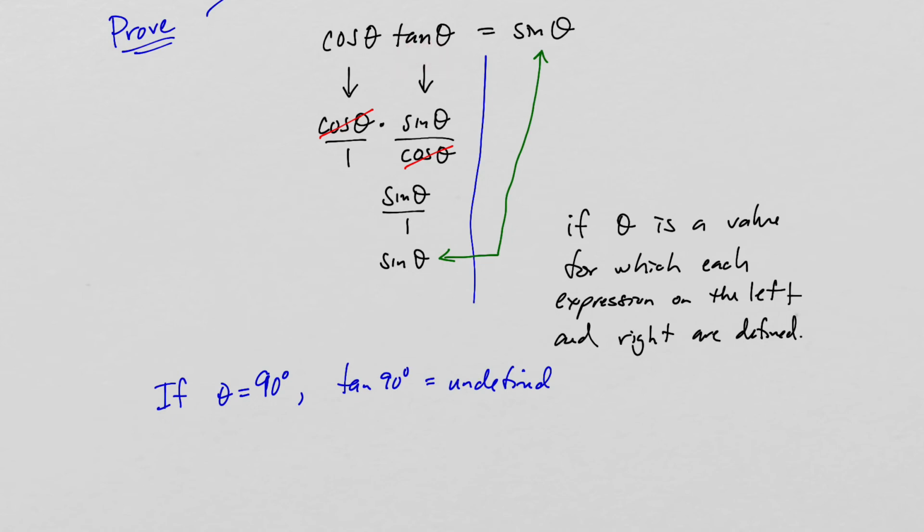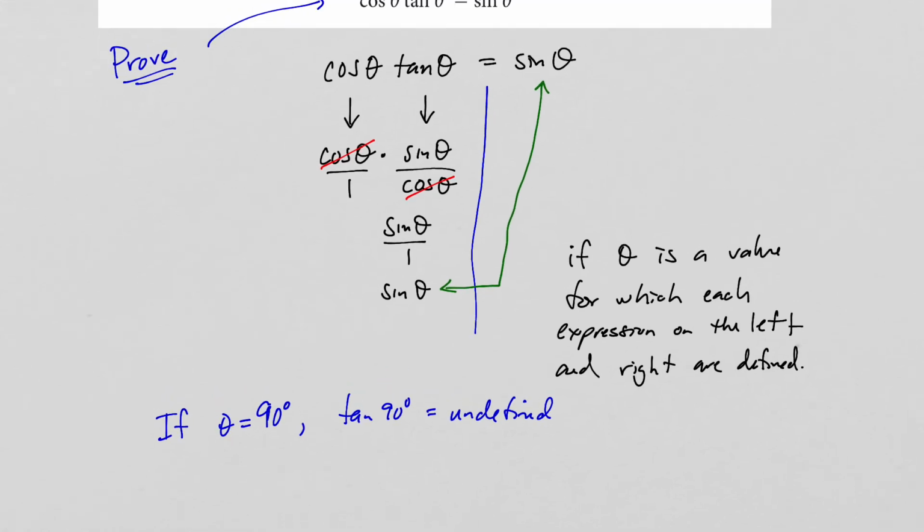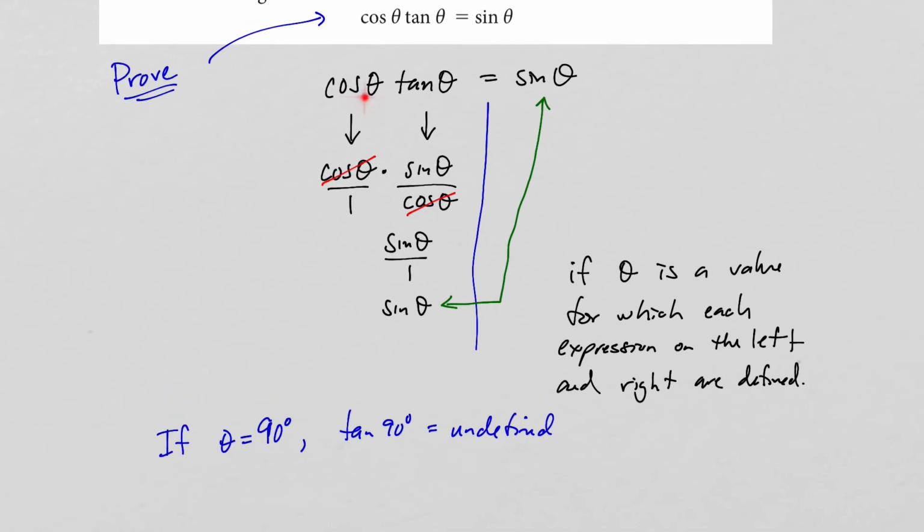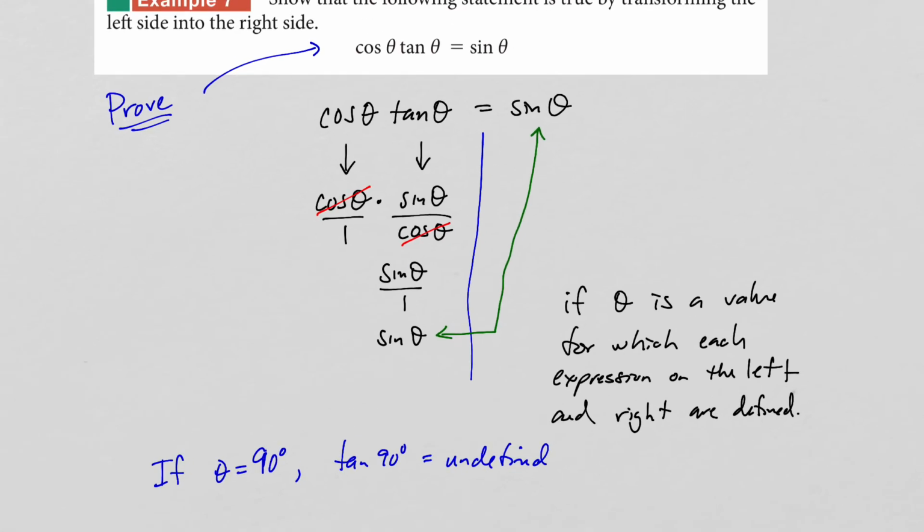Now, we don't have to spend a lot of time thinking about that right now, but just know that when you're proving an identity, you are assuming that you are proving this is true as long as the expressions on both sides of the equal sign are defined. Okay? So just keep that in mind.